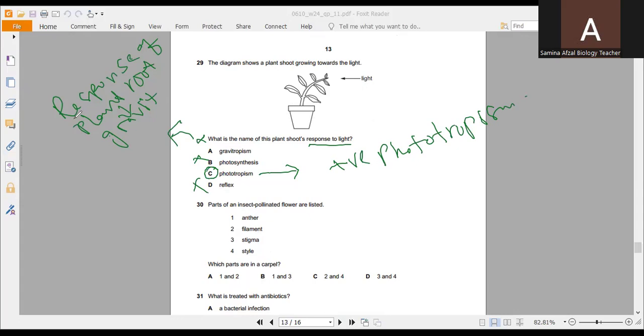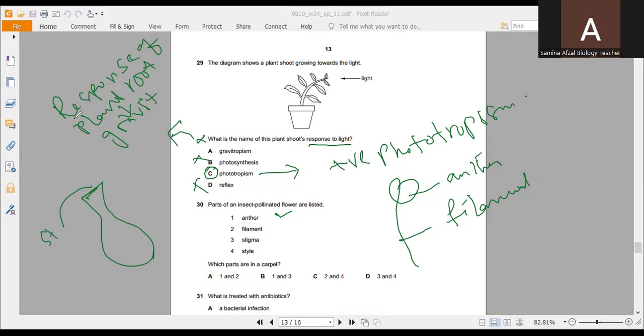Next question, parts of an insect pollinated flower are listed. Anther is the male part. Anther, filament, and stigma and style. Carpel, this is stigma, and this is style. So they are the female part, stigma and style. Which parts are in a carpel? 3 and 4. So D is the correct option.